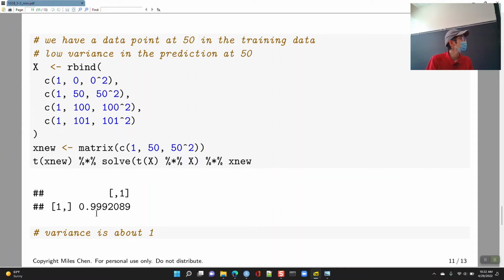And frankly, I think that makes sense. There's a good reason for it to be right around 1: if sigma squared is 1 or whatever, we'd expect this to be 1.